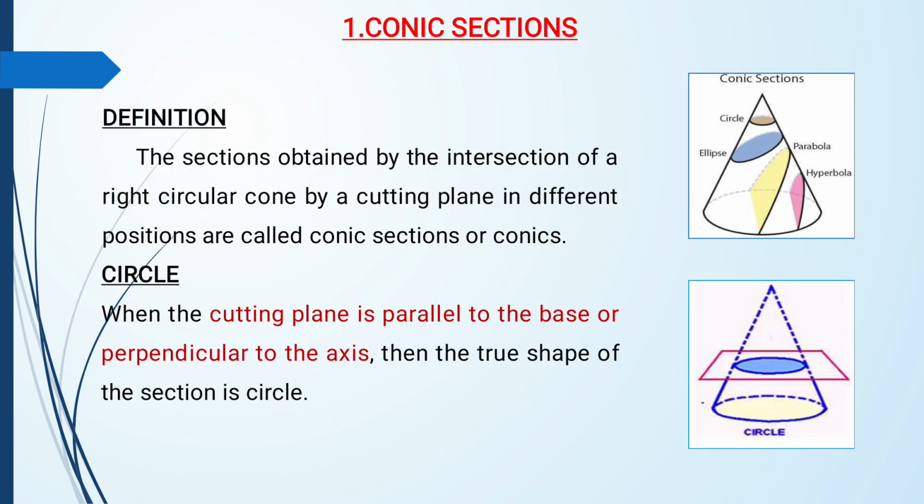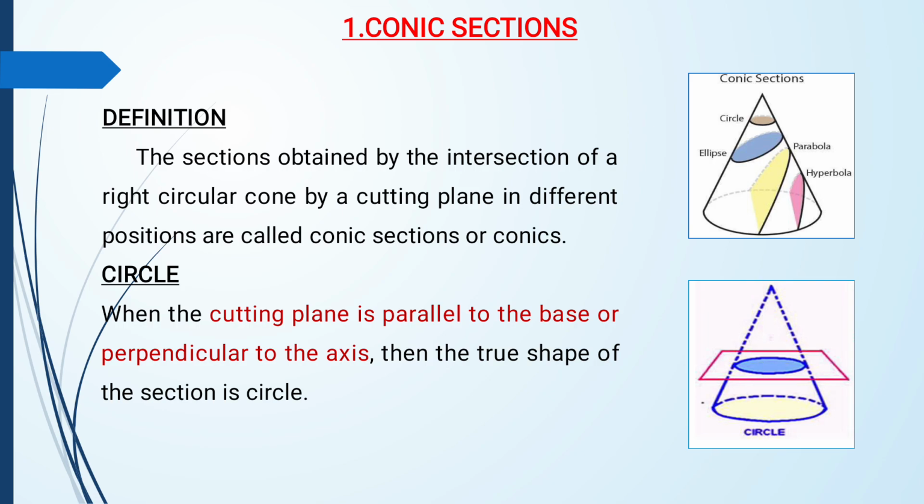This is conic sections. So what is meant by conic sections? The sections obtained by the intersection of a right circular cone by a cutting plane, an imaginary cutting plane, in different positions are called conic sections or conics. See the figure here, clearly explained.